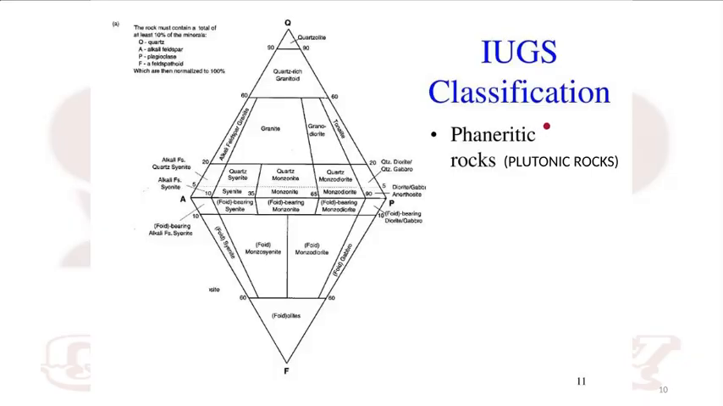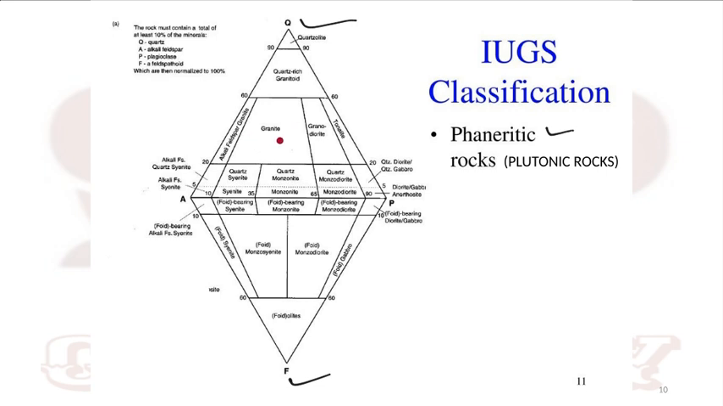This is the QAPF diagram of plutonic rocks, or coarse-grained rocks. You have to memorize the diagram completely. So why are there two diagrams? Because quartz and feldspathoid cannot occur together. In the QAP diagram, feldspathoid is absent. In the FAP diagram, quartz is absent. That's why we have to draw two triangles, joined by the AP line.